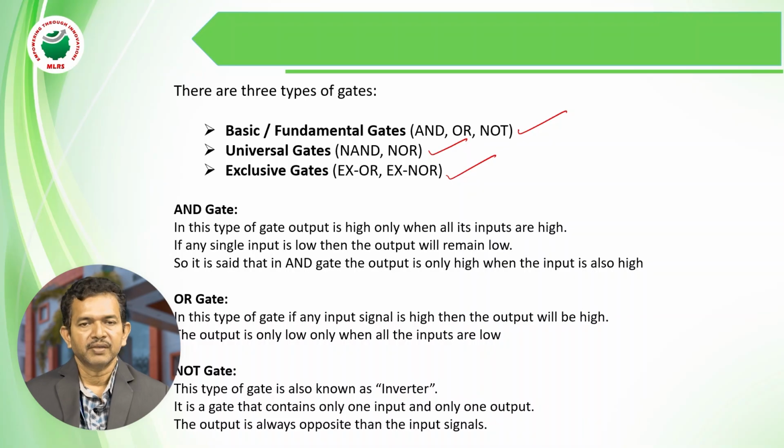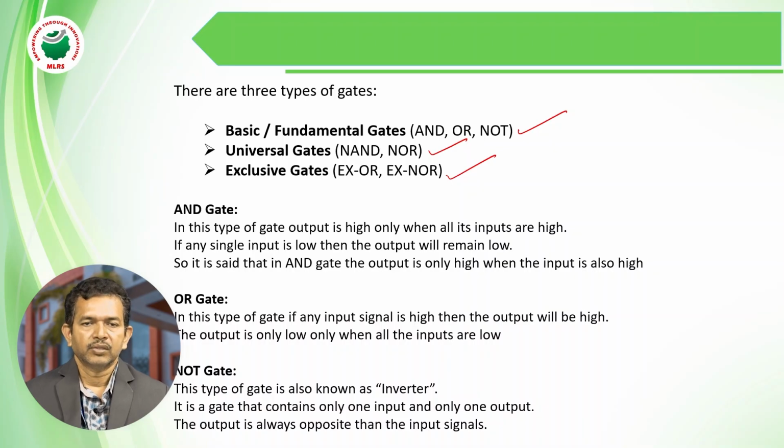Right. So we start with the basic gate, that is the AND gate. How is the AND gate written and represented? In this type of gate, the output is high only when all the inputs are high. Whenever I take the 2 inputs as 1 and 1, the output will be 1. Other than that, whatever combinations I give will be low. Low in the sense it is 0.